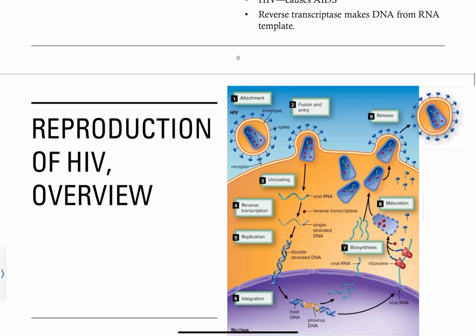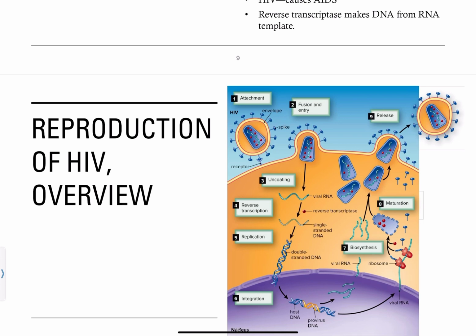So this is just walking you through how HIV reproduces step by step. First, HIV is going to bind to specific receptors called CD4 receptors on T helper cells, which are cells that are really a key part of the immune system. The virus is then going to fuse with the cell membrane and release its RNA and its enzymes, including the reverse transcriptase, into the host cell.